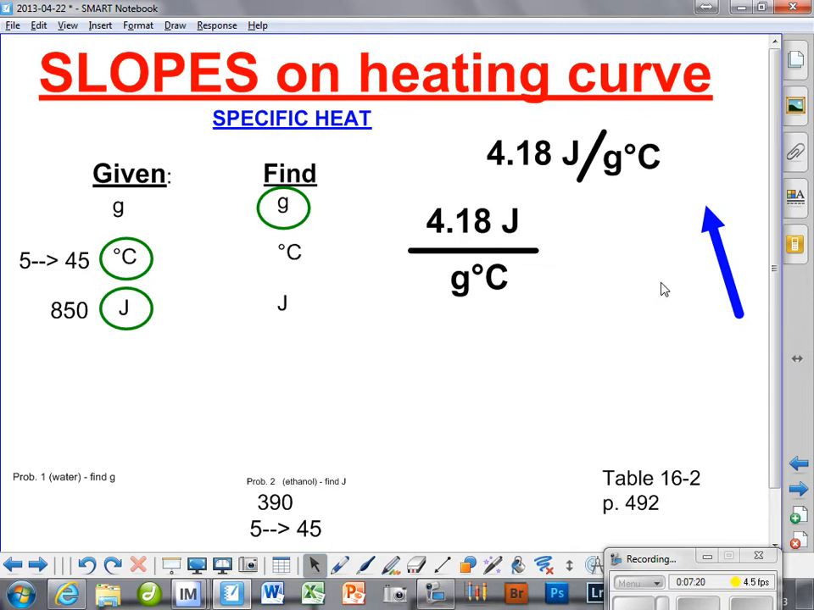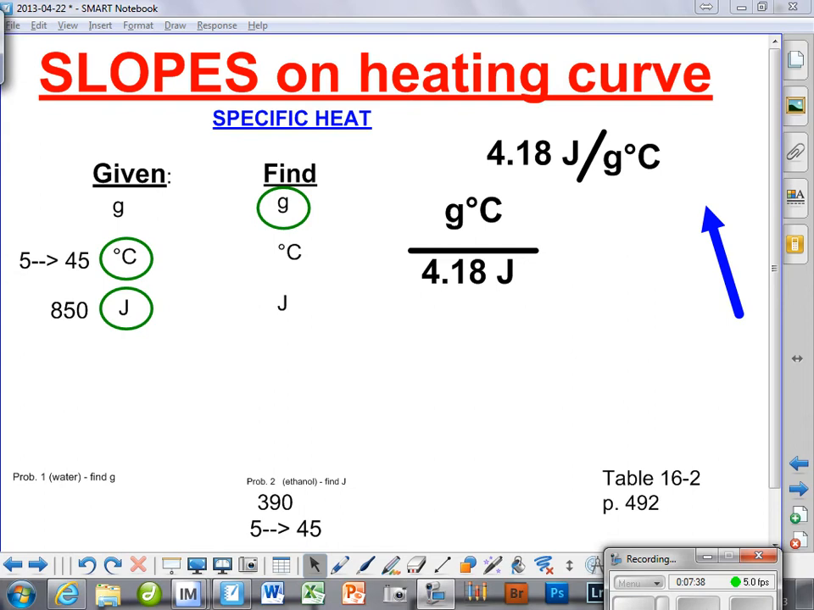Okay, James, is this the way we should start our fraction in the calculation? Or should we start it like this? Why? Why do you think grams should be on top? Very good. Yeah, that's the given. So whatever the given is, that's what has to be on top.